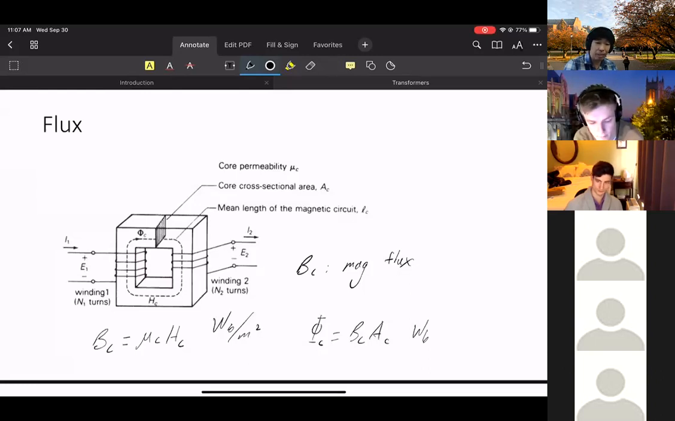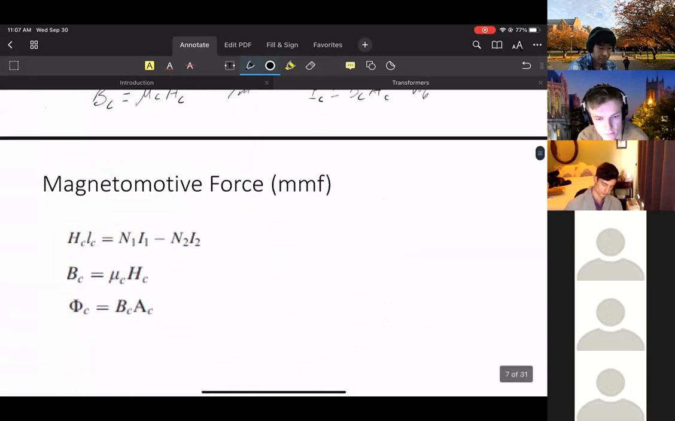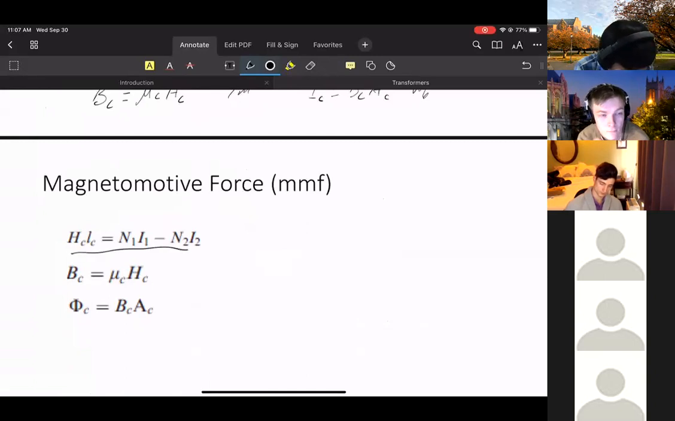And the goal is to relate these numbers to the Ampere's law we had before. So these are the three equations I have. HC LC is equal to N1 I1 minus N2 I2. This comes from Ampere's law. The other two come from the flux equations. Now let's try to put all of them together.